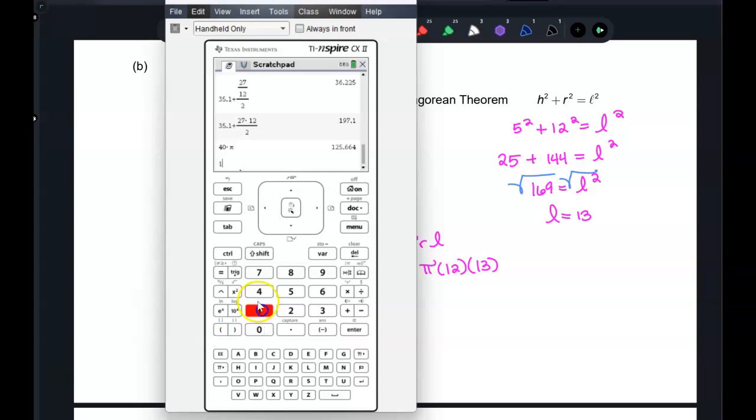Okay, let's plug that all in. So 144 pi plus pi times 12 times 13. 942.5. Yeah, 942.5.